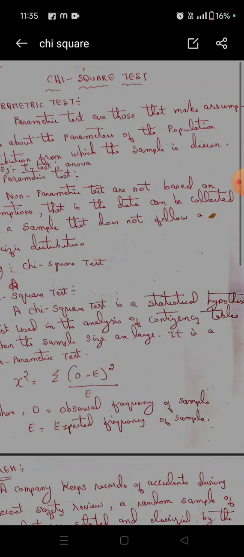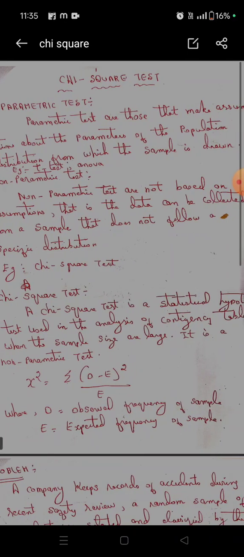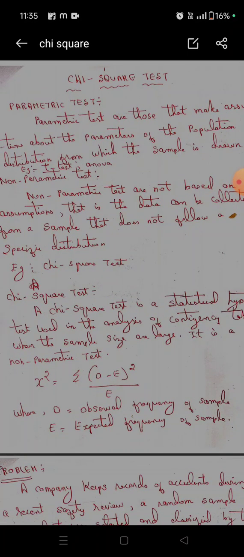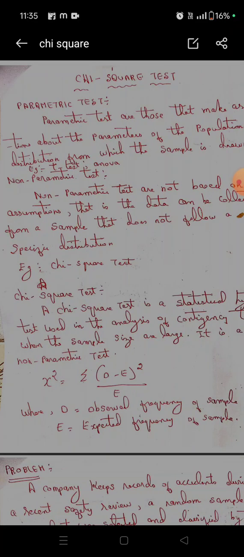Parametric tests are those that make assumptions about the parameters of the population distribution from which the sample is drawn. Example, t-test and ANOVA test. Next one is non-parametric test. Non-parametric tests are not based on the assumptions, that is, the data can be collected from a sample that does not follow a specific distribution. Example is chi-square test. So we conclude that chi-square test is one of the non-parametric tests.